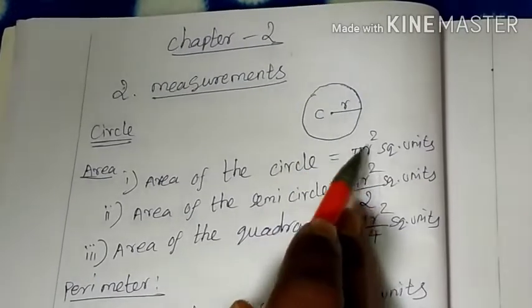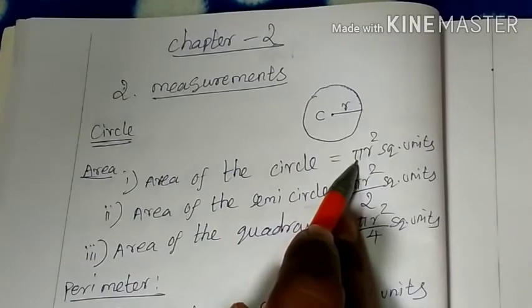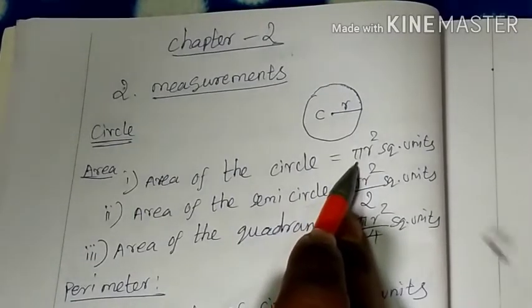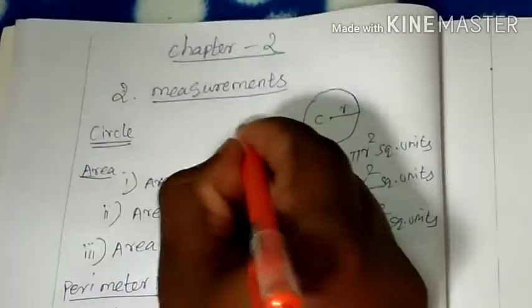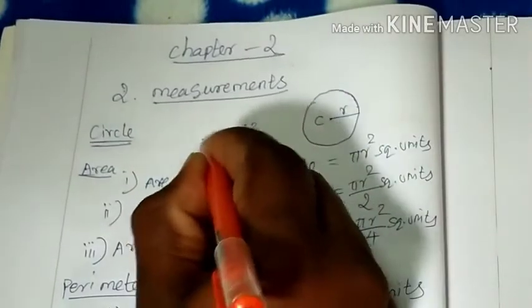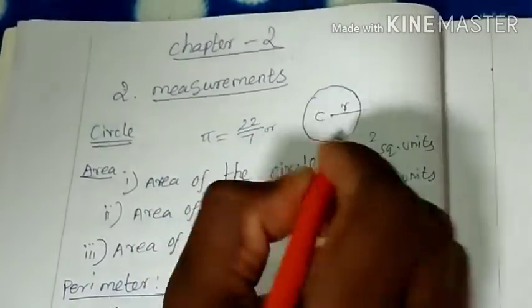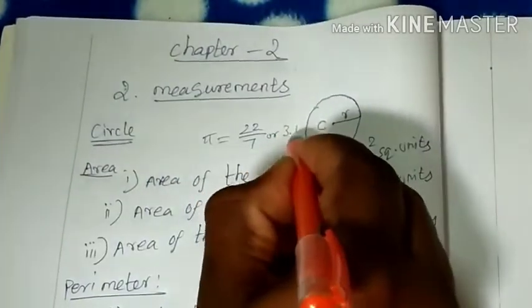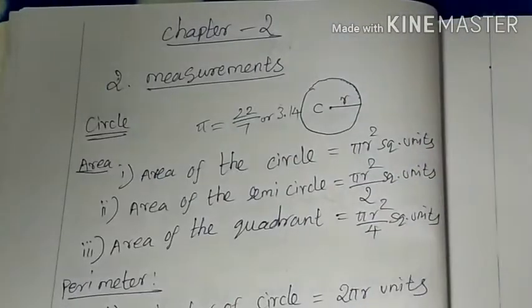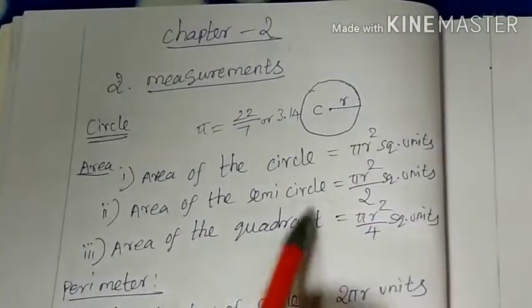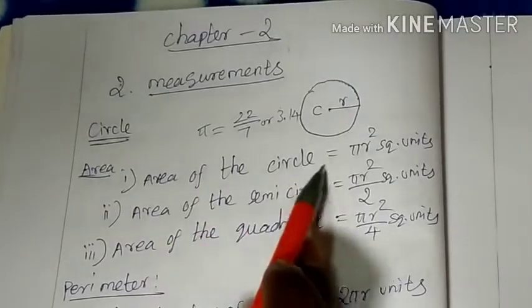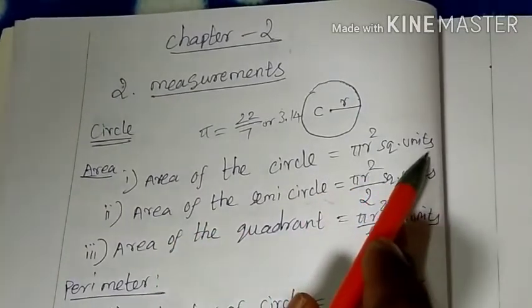Here r represents the radius of the circle, and pi is the constant value. This is equal to the fraction form 22 by 7, or 3.14, which is the decimal value. So the fraction value and decimal value. The area of the circle is equal to pi r square units.